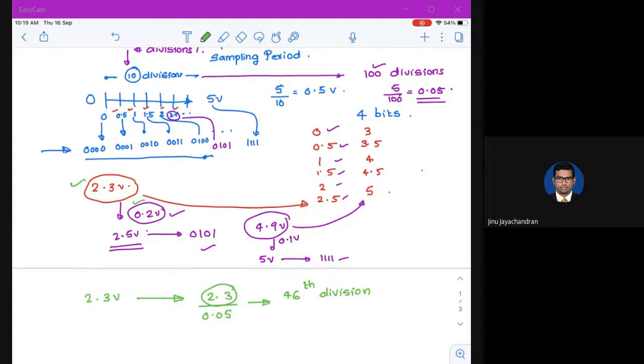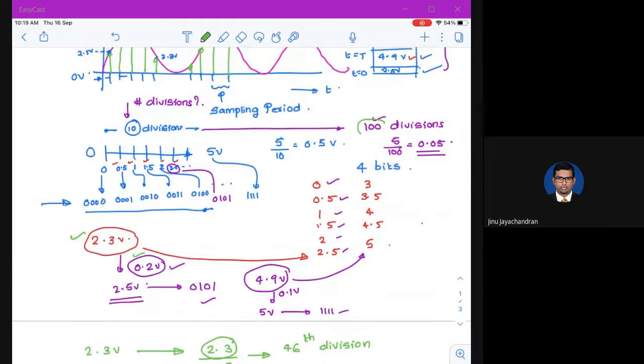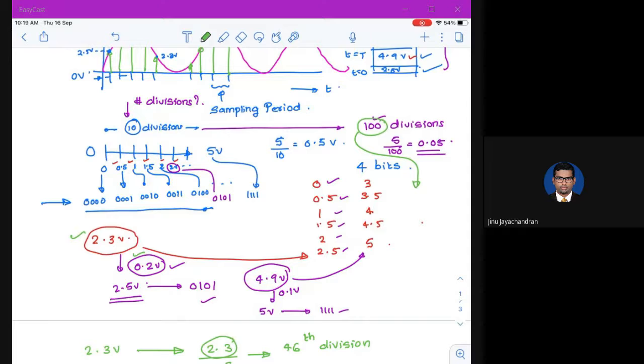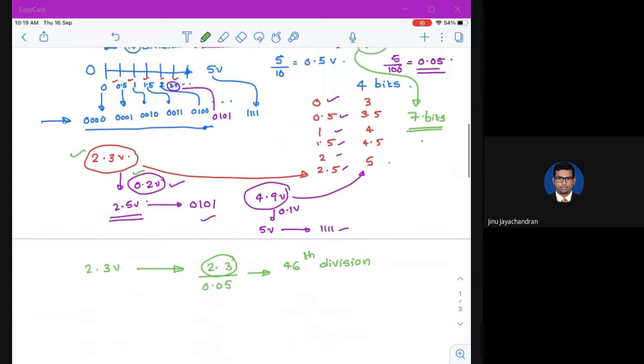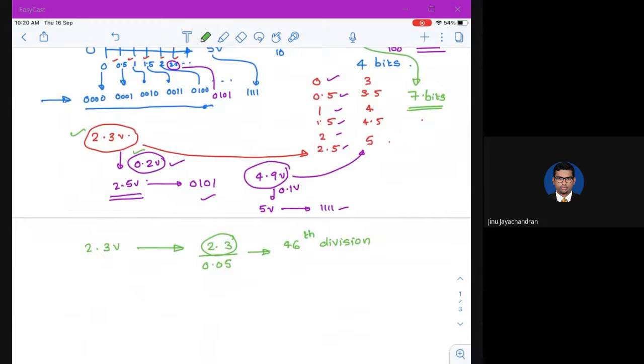a cost. The cost is, if you want to represent 100 divisions, then the minimum number of bits that you need to have is 7. You need to have 7 bits. So this has increased the number of bits. Okay. So the 46th division will have a 7-bit representation.